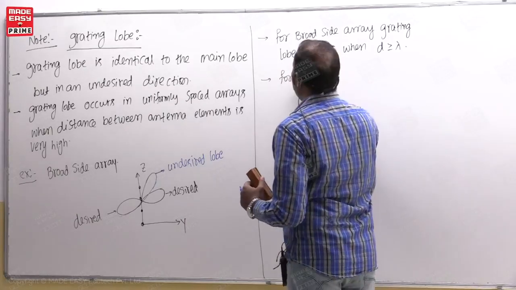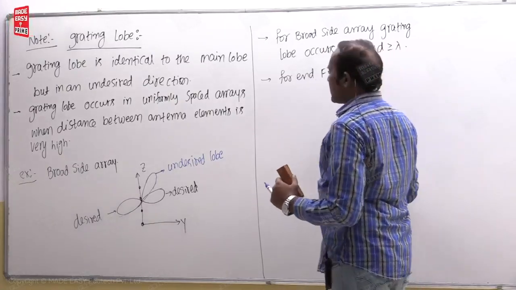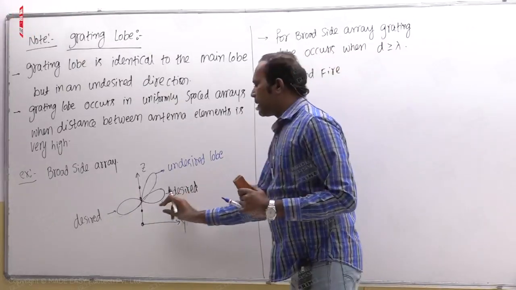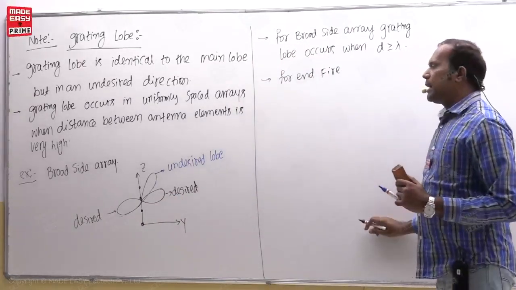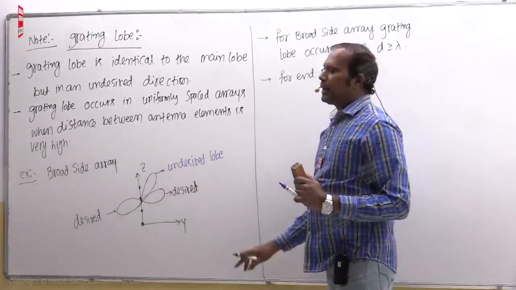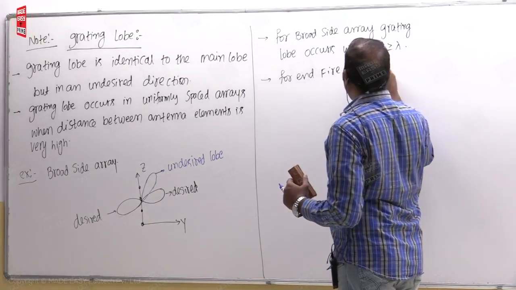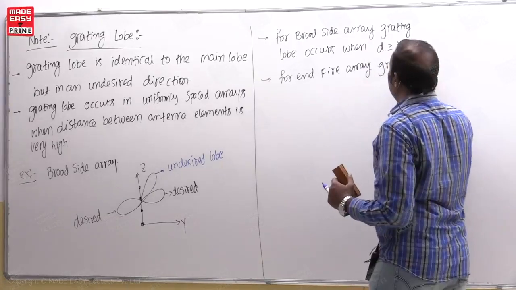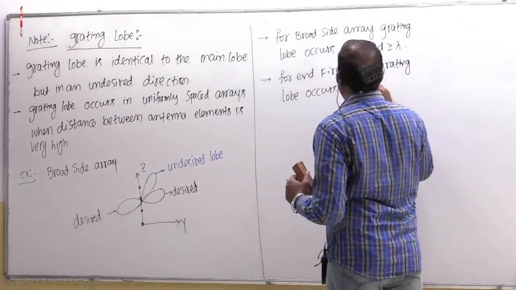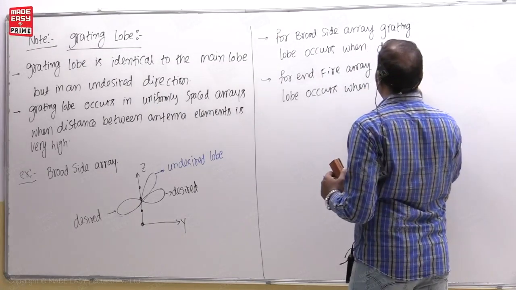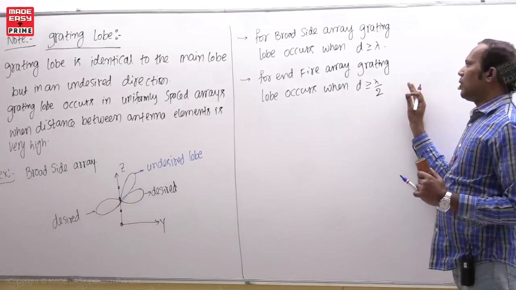Okay. Similarly, for end fire, it is observed that they keep increasing the distance. Whenever the distance was greater than or equal to lambda, they started getting these types of undesired lobes. Then they decided this is the length. Similarly, for end fire array, grating lobe occurs when d is greater than or equal to lambda by 2. So in an endfire array, grating lobe occurred whenever d is greater than or equal to lambda by 2.